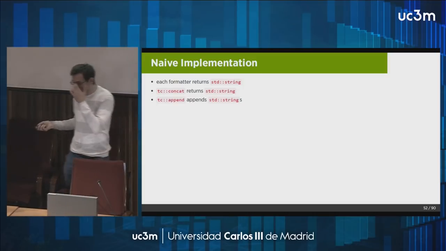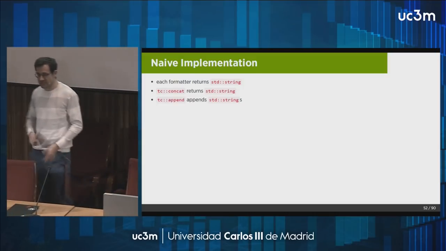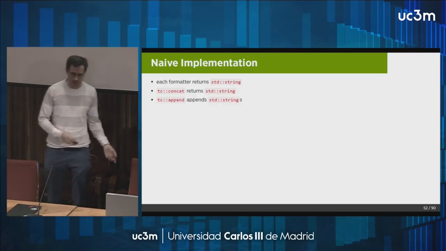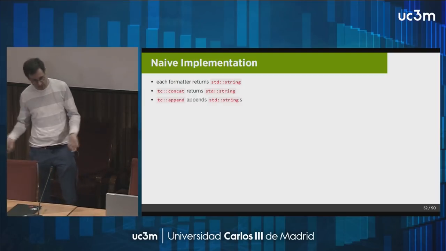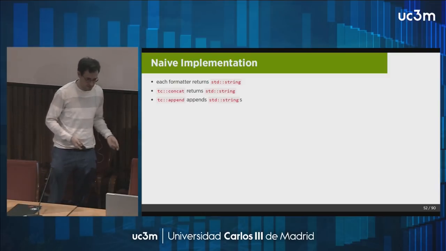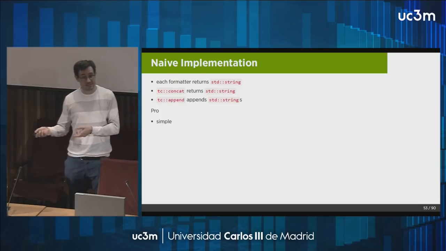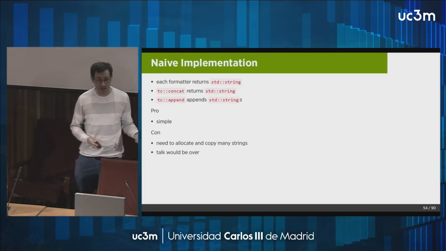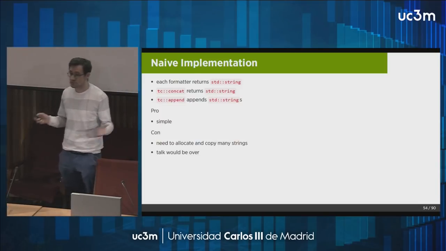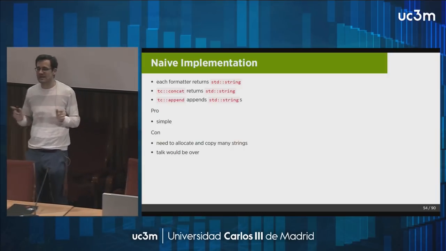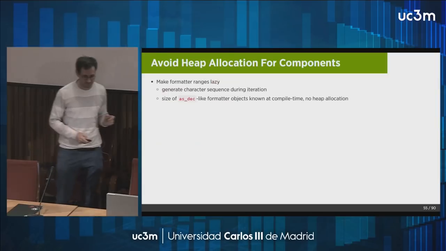Now, of course, naively, you could implement it like this. Each one of the formatters returns a std::string, and the concat returns a string, and the appender just appends strings. You could do that. Now, of course, that would be horribly inefficient. It would be simple, but it would be inefficient, and also I wouldn't have anything more to talk about. So let's skip that, and let's see how we can actually implement all that stuff efficiently.